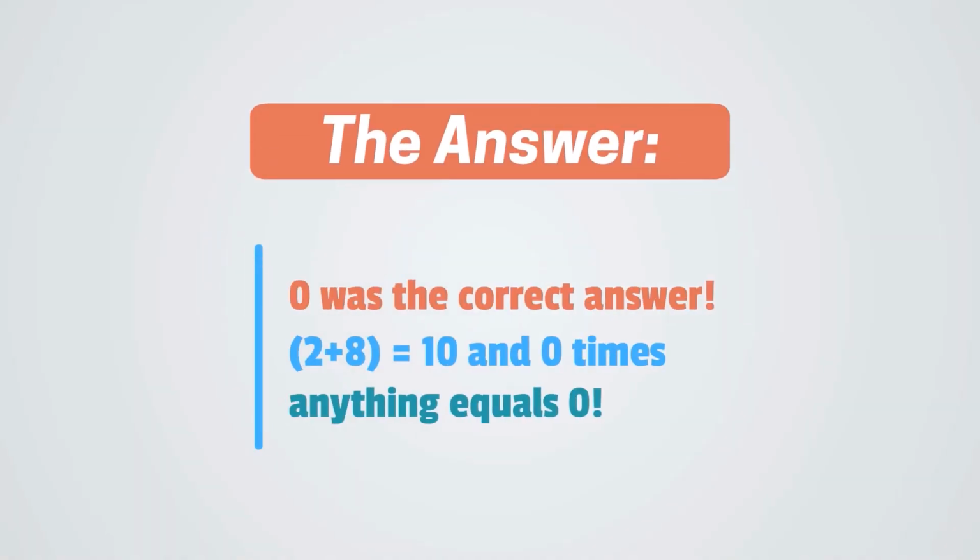The answer. 0 was the correct answer because 2 plus 8 is equal to 10, and 0 times anything equals 0.